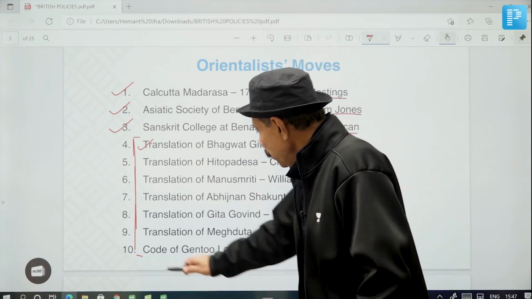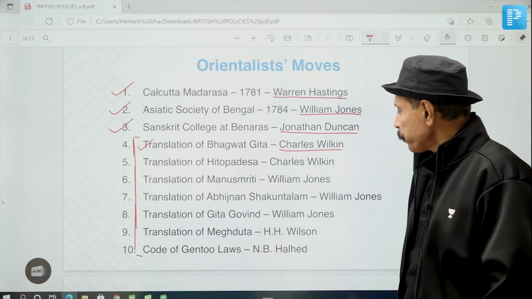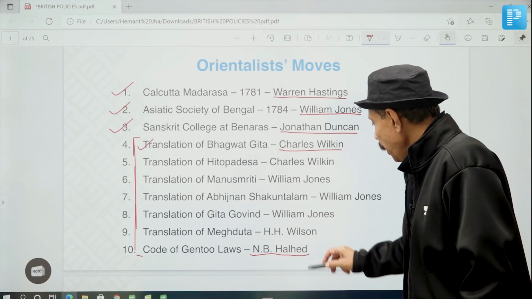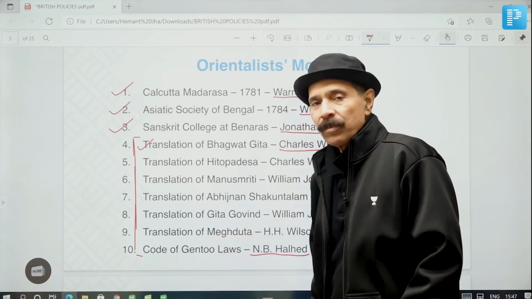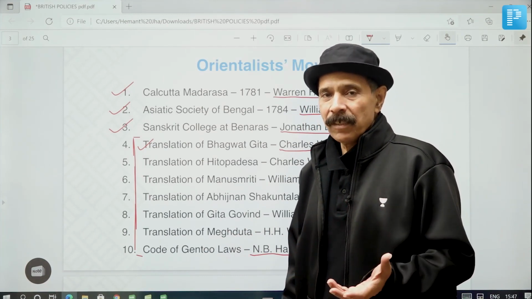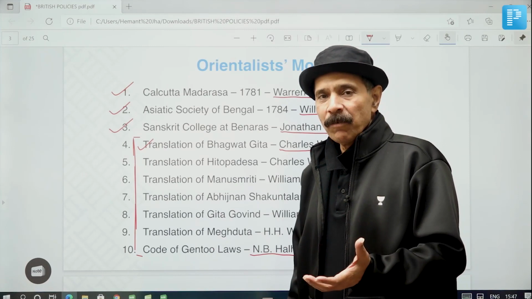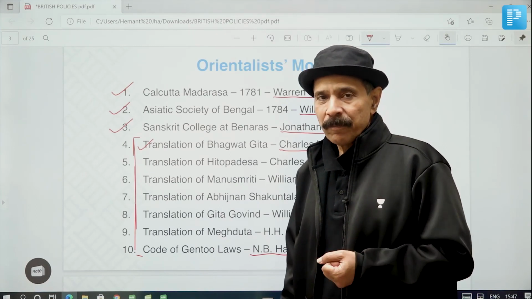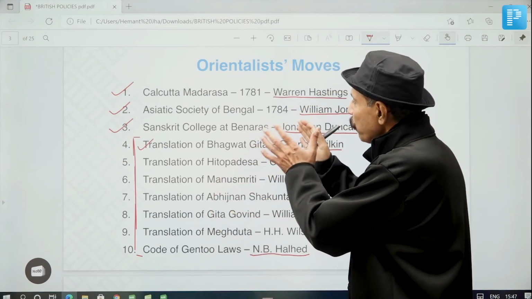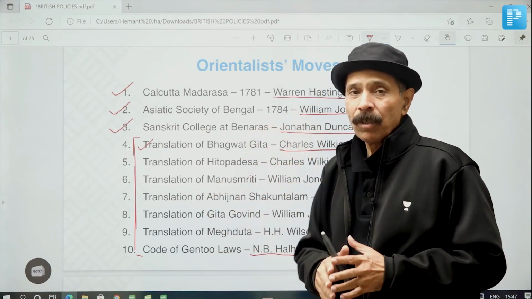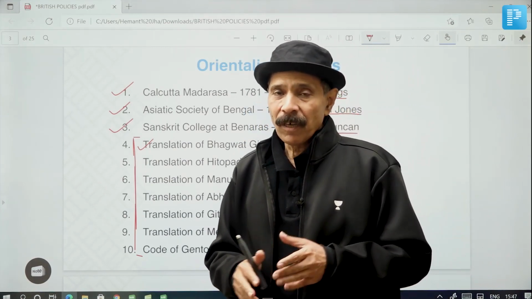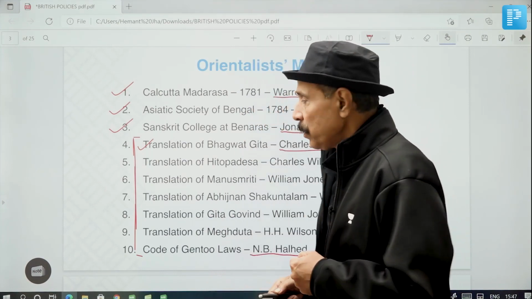And last one, the 10th one, the Code of Gentoo Laws. That was a law digest prepared by N.B. Halhead. And this law digest was based on the laws of ancient times, what mainly we find in the Manu Smriti. So these all points are very, very important for your question in the preliminary examination. Now let's consider the next ideology.